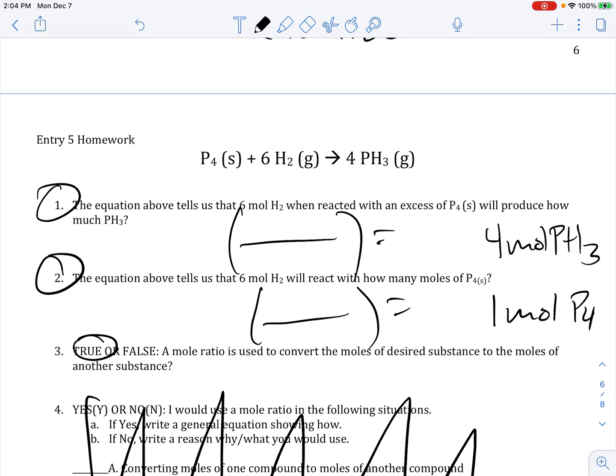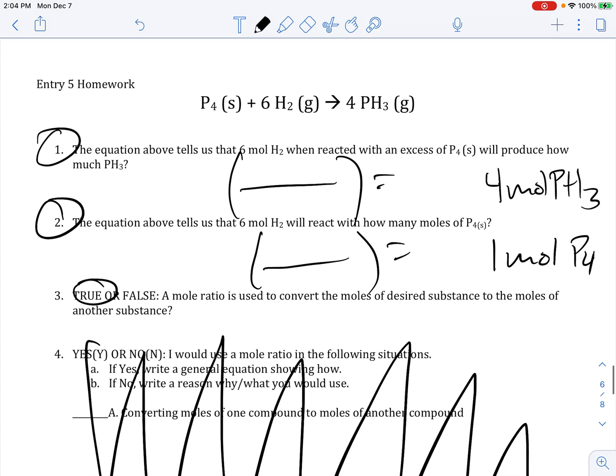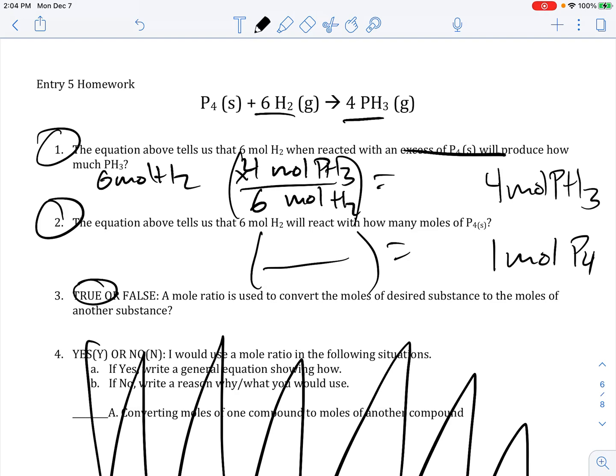Now we're getting into the homework problems. So here it says XSP4, remember it means ignore me. So I got 6 moles of H2 and I want moles of PH3. So on bottom I have moles of H2, on top I have moles of PH3. Here that's a 4, and that's a 6. 6 times 4 is 24, divided by 6 gives me 4 moles of PH3.